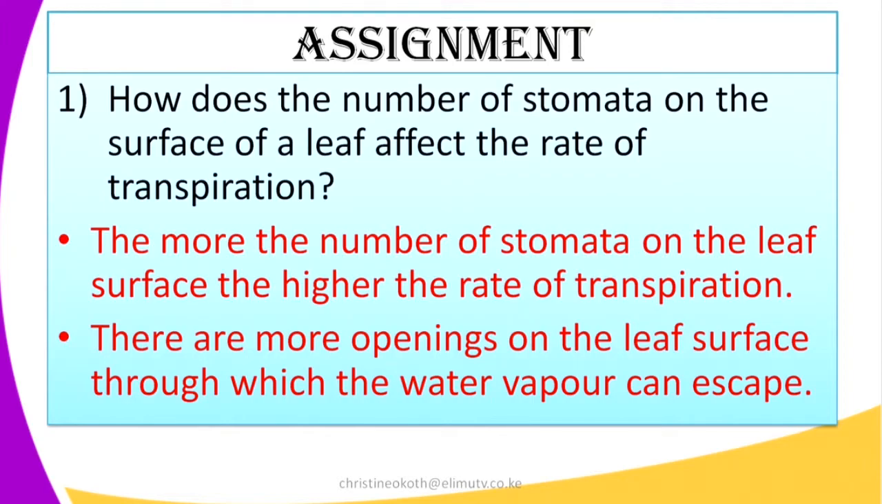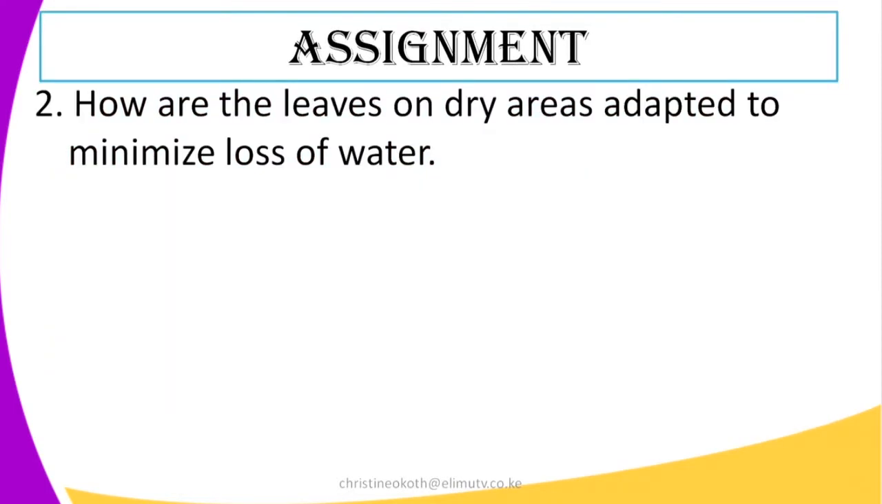So if the number of the stomata are more on the upper surface of the leaf, it means there's going to be an increase or a higher rate of the transpiration. The second question, how are the leaves on dry areas adapted to minimizing the loss of water?